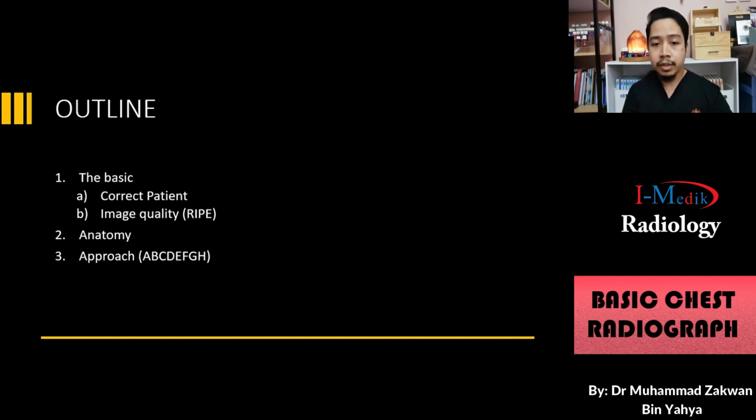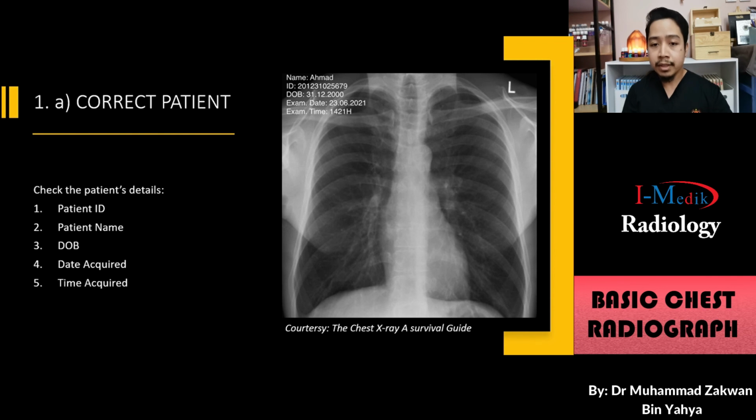For the first one, we have to make sure we have the correct patient. We need to check the patient's details: patient's ID, name, date of birth, the date acquired, and the time acquired. It is important for us not to simply look at the chest radiograph without knowing that we have the correct film for the correct patient. Because if we interpret it for the wrong patient, the management of the real patient will be different. So at the first place we get a film, we have to make sure we are looking at the correct patient.